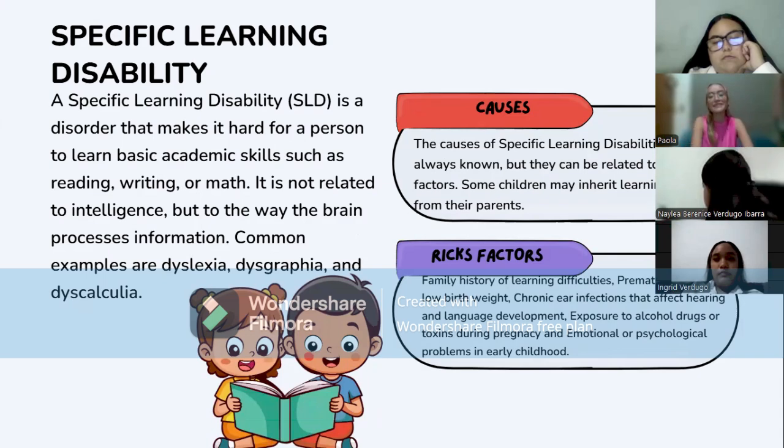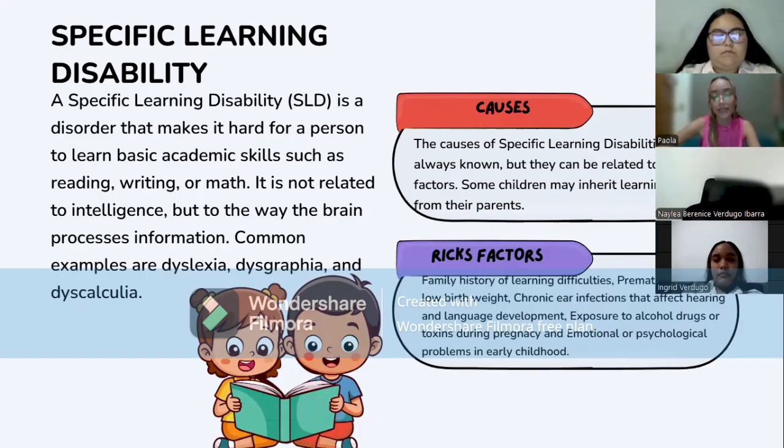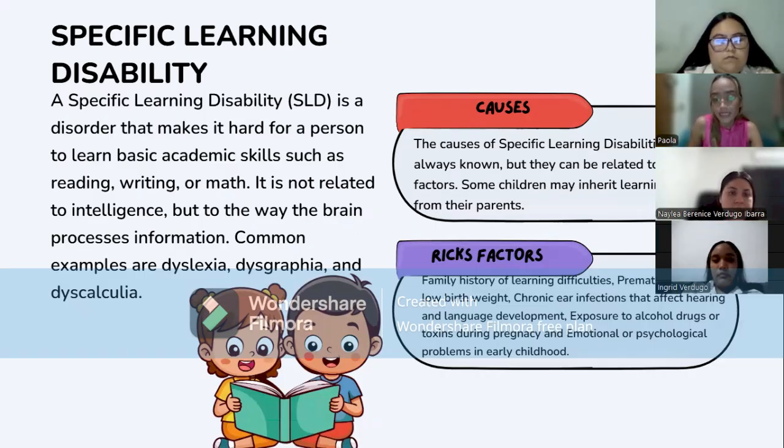A specific learning disability. A specific learning disability, SLD, is a disorder that makes it hard for a person to learn basic academic skills such as reading, writing, or math. It is not related to intelligence, but to the way the brain processes information. Common examples are dyslexia, dysgraphia, and dyscalculia.